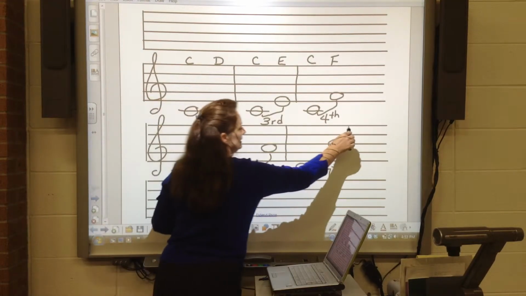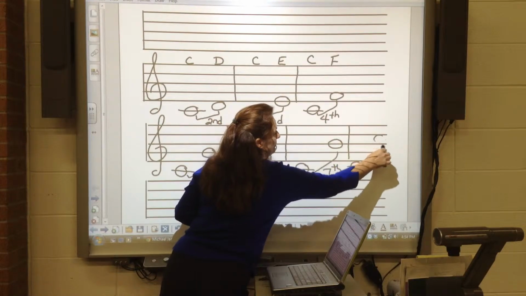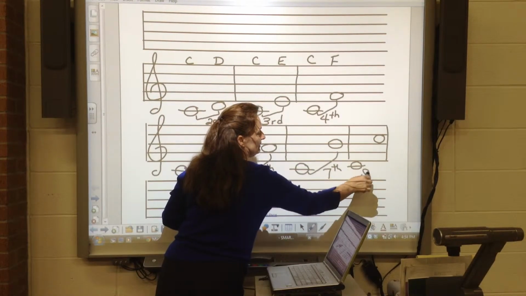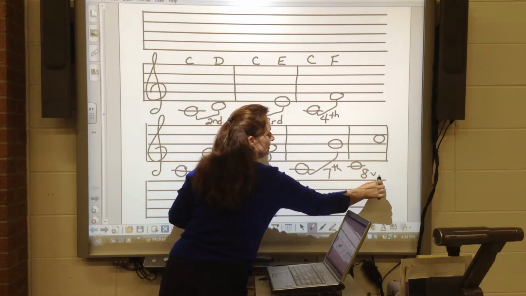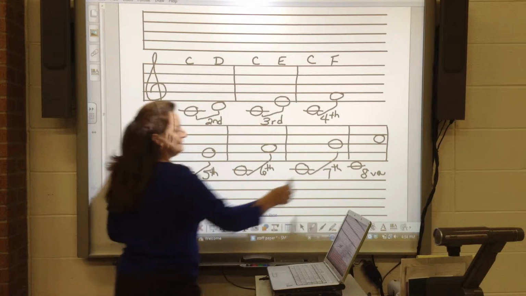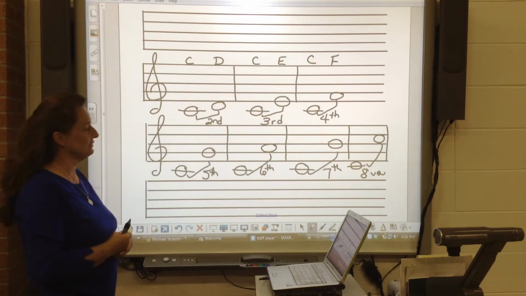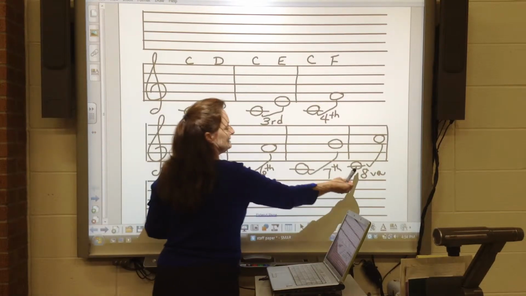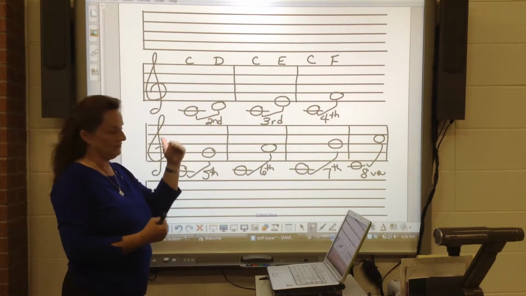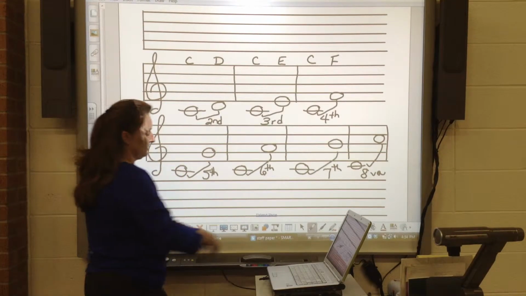And then the last one is what we call C to C up here, okay? And that's going to be called an octave, not an eighth, but an octave. So we're going to put 8VA, okay? And that indicates the interval of an eighth or an octave, okay? So it's the same note. If this is a C and that's a C, if they have the same letter name, okay, so they are an octave apart. So these are intervals that are going up.